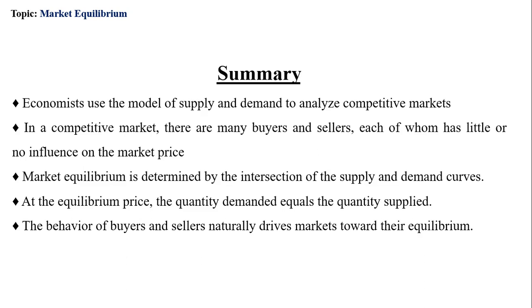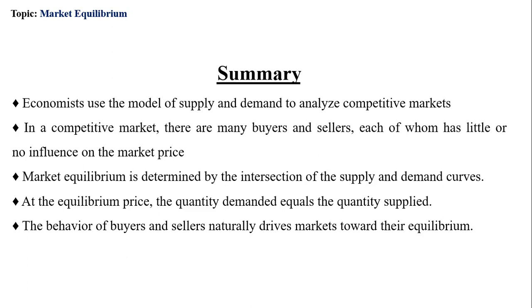So if we summarize what we have discussed so far in this whole chapter, economists use the model of supply and demand to analyze competitive markets. Competitive markets are markets in which there are a large number of buyers and a large number of sellers, and they are selling homogeneous products. So a single buyer does not have any impact on the market. Similarly, a single seller does not have any impact on the market. The model of supply and demand basically helps us to analyze the competitive market.